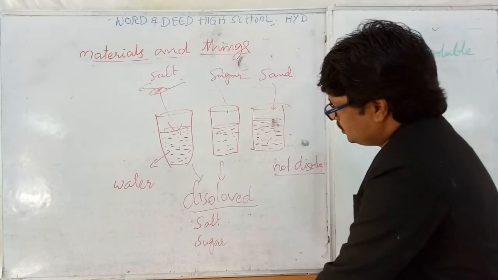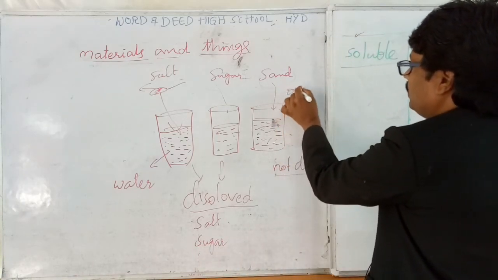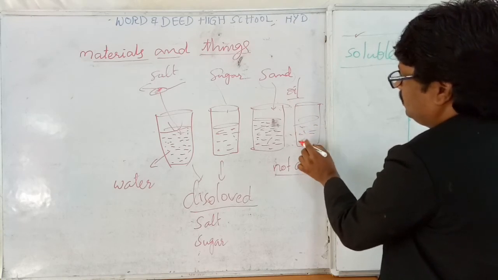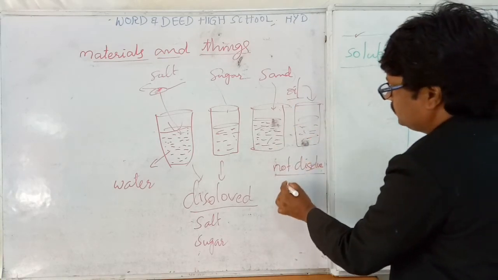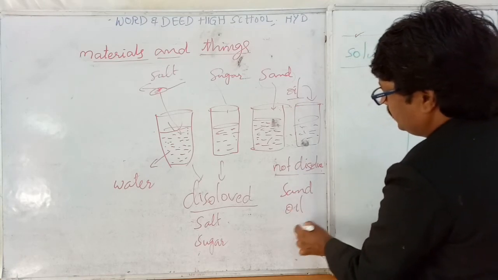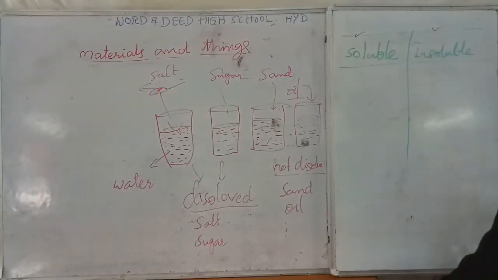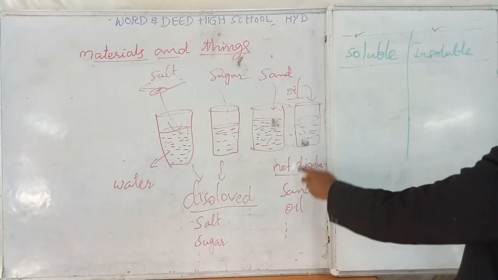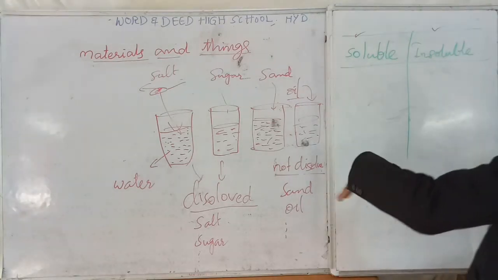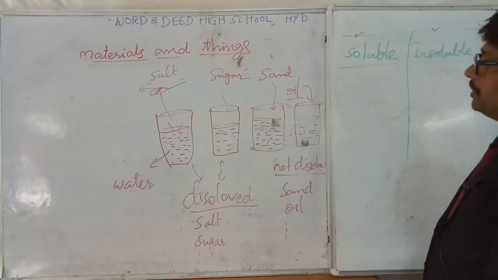You just take some examples which can dissolve in water, and sand and other things, oil also take. Oil will not dissolve in water. Oil and sand will not dissolve. Some of the things which dissolve in water are called soluble materials, and some of the materials which cannot dissolve in water are called insoluble materials. Like this you have to classify the materials based on soluble and insoluble property.